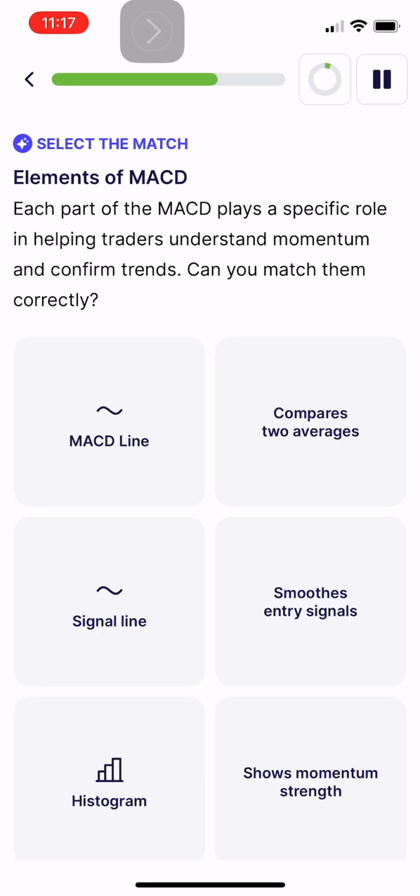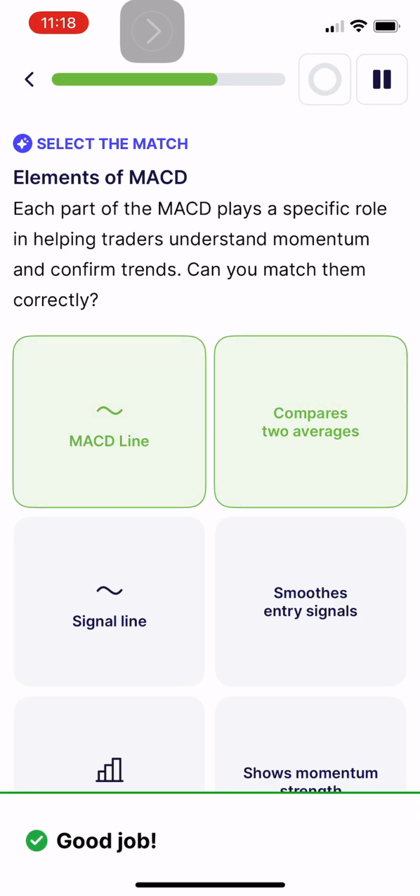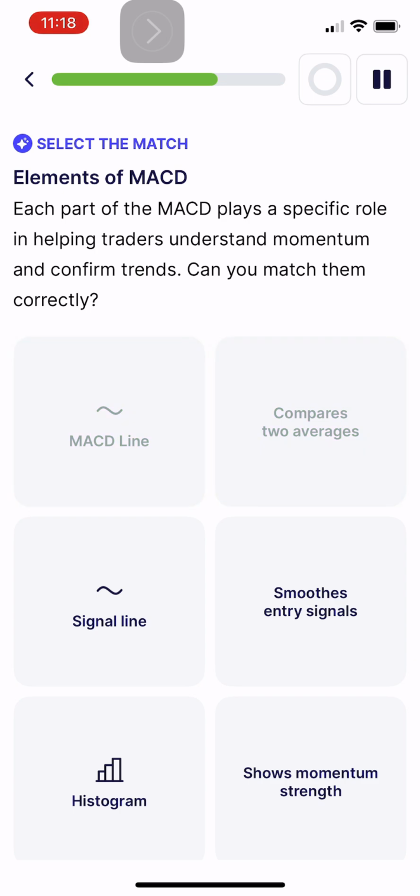Knowledge check. Elements of MACD. Each part of the MACD plays a specific role in helping traders understand momentum and confirm trends. Can you match them correctly?